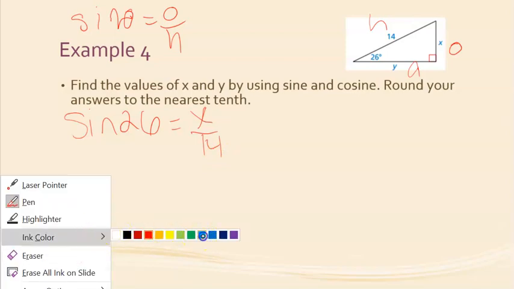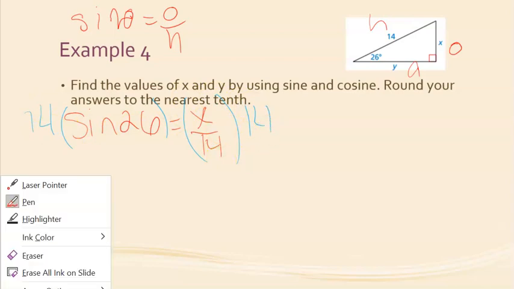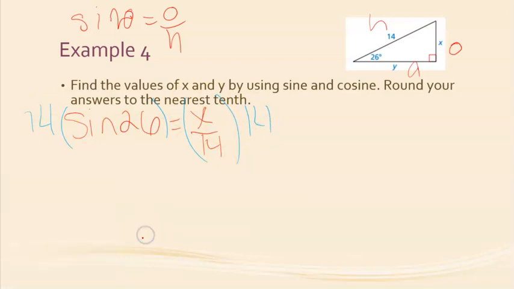So I want to solve for X. What do I want to do to get X alone? Times by 14. There's no dividing on this one. So I have 14 sine 26 equals X.